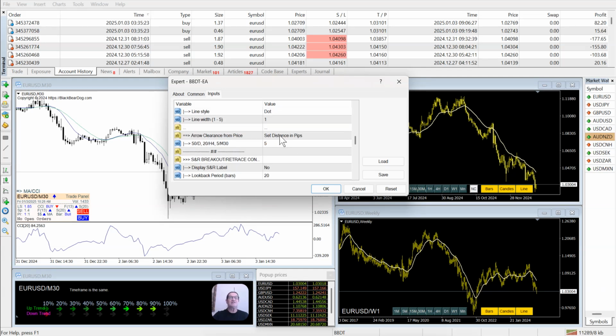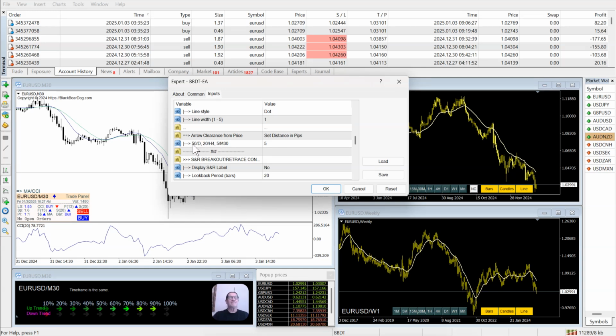Then, last but not least, the MACCI method will notify you when you have a possible trading opportunity, and it will display an up arrow or a down arrow based on the possible opportunity, buy or sell, above or below the bar where that applies to. So this is what set distance in pips means, and the distance is how far removed from the bar you want the arrow to display. If you're on a 30-minute chart, I suggest 5 pips. On a 4-hour chart, I suggest 20 pips.